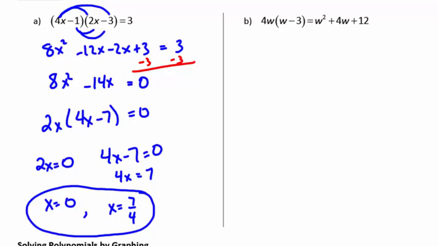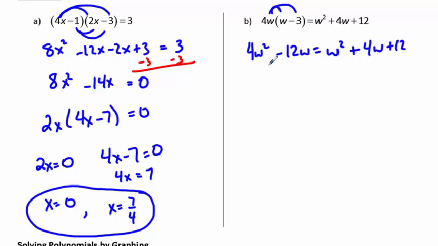Let's look at part B. Once again, this is not equal to 0, so we need to distribute, simplify, rearrange. If I distribute, I'm going to have 4w squared minus 12w equals w squared plus 4w plus 12.